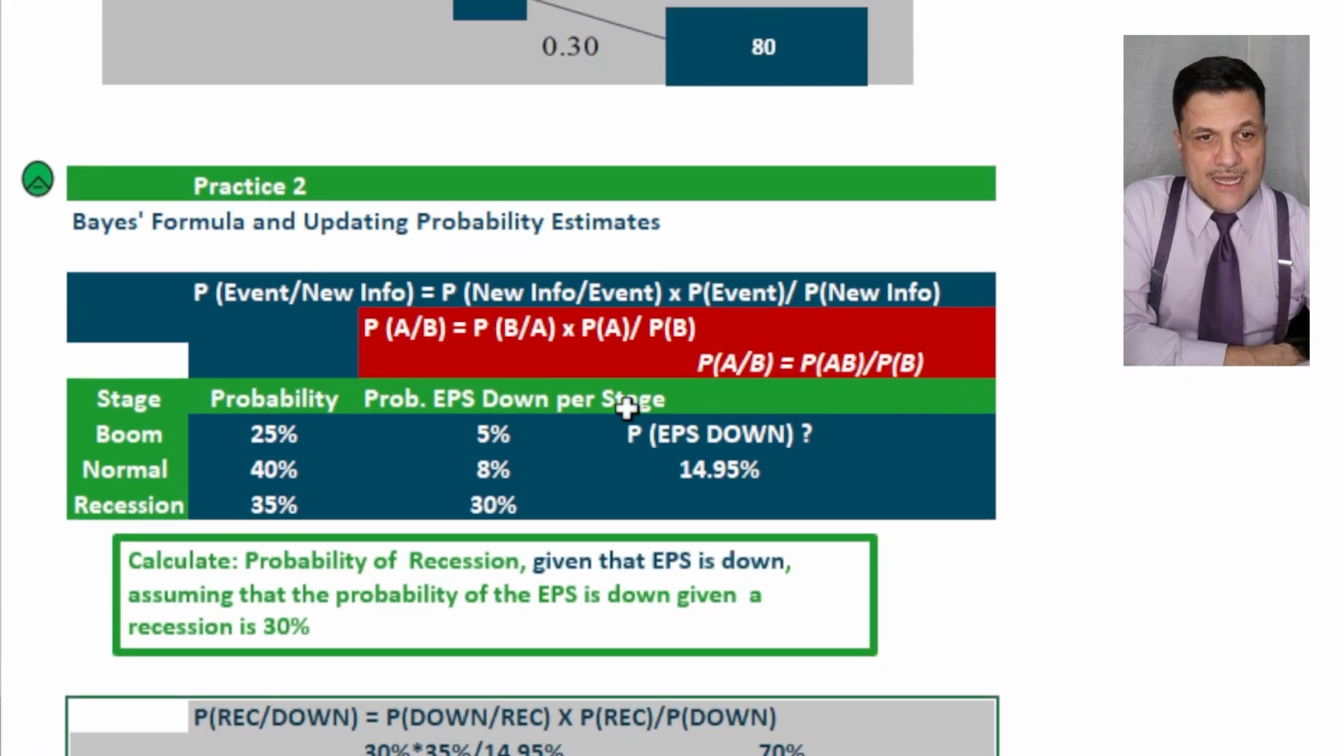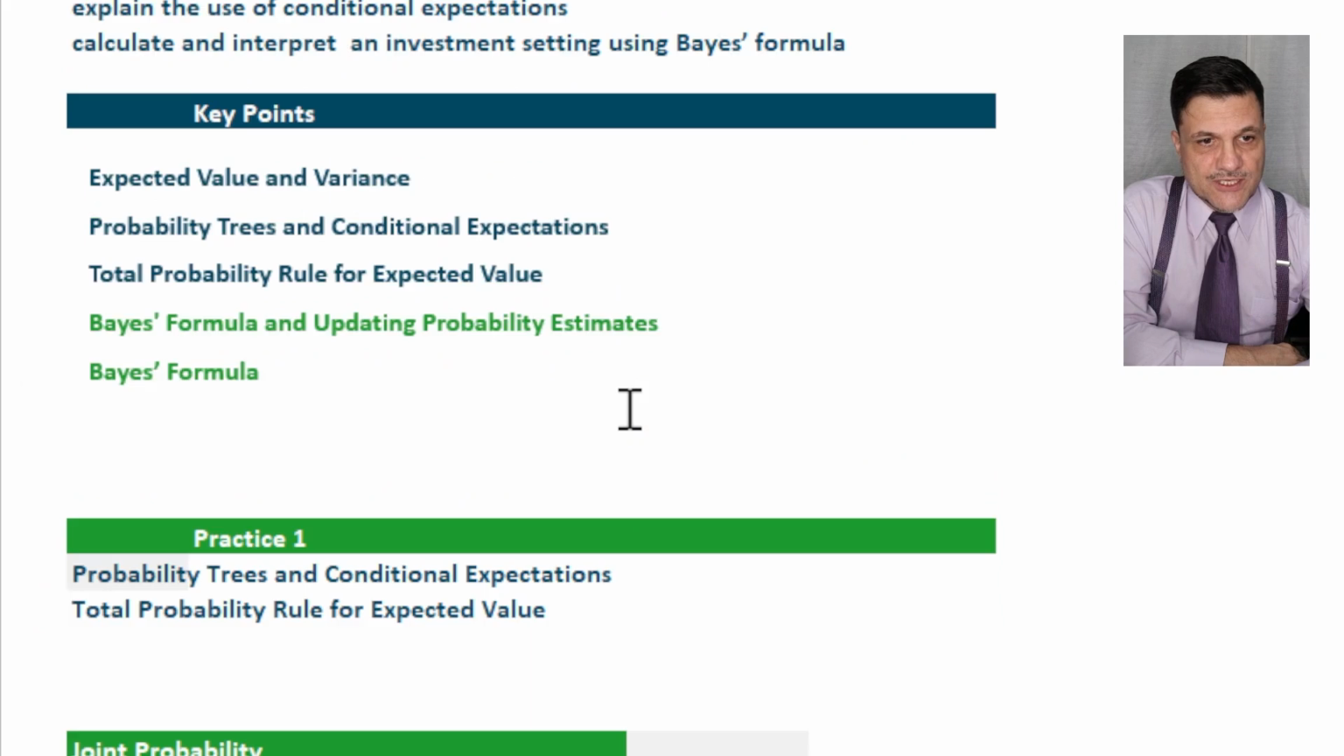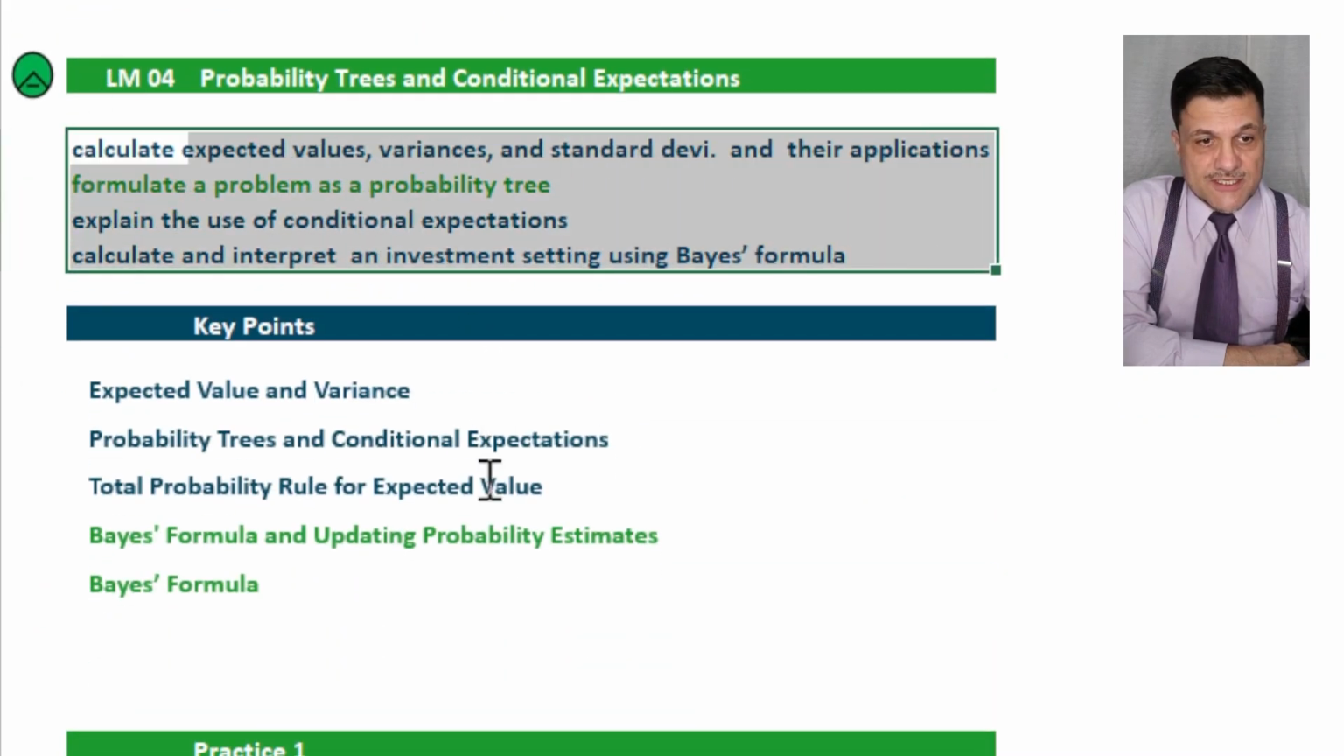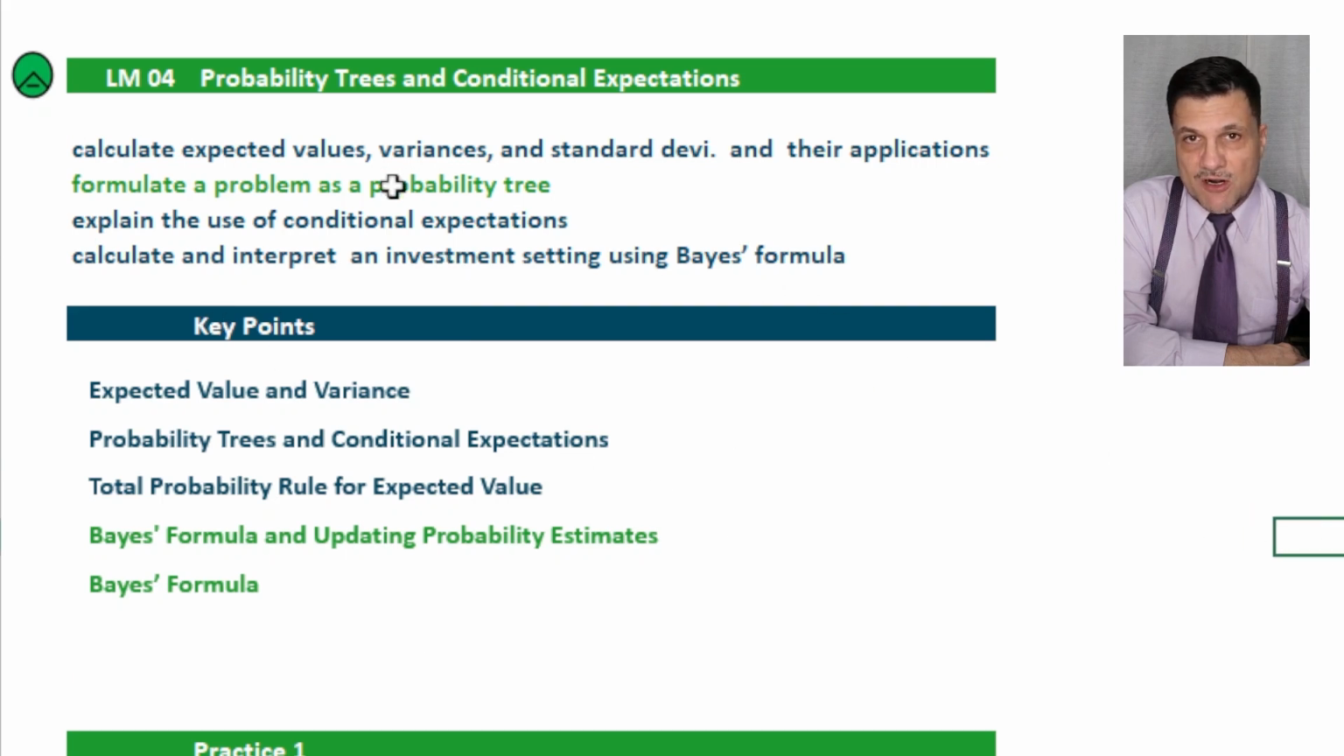Okay? So just to recap what we did today in this video, we did all those learning outcomes here. So let's check mark them. Calculate expected value, variance, and standard deviation, their application. We did that in the previous video, so I'll give a check mark here. Formulate a problem as a probability tree. We did not formulate a problem here, because I believe that's going to be out of the scope of the exam. But if you want to practice formulating a problem, you send the questions in the group. We'll help you in case you're not finding how to find the answer for the problem.